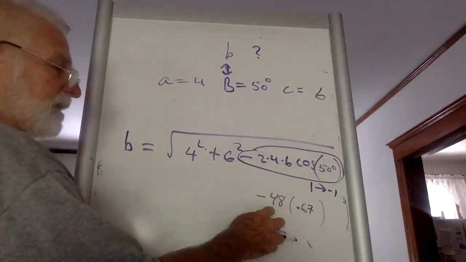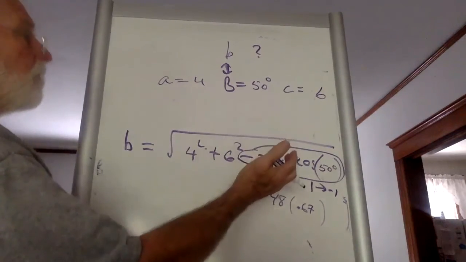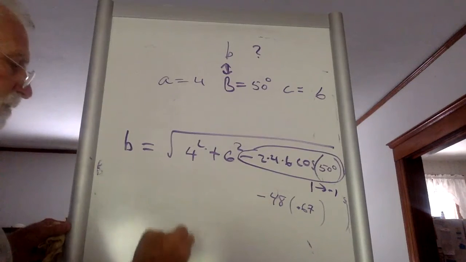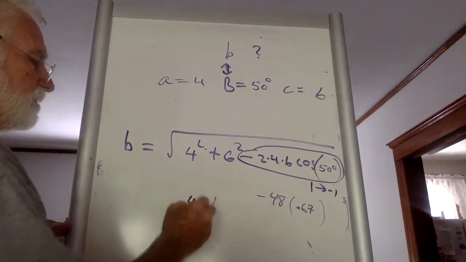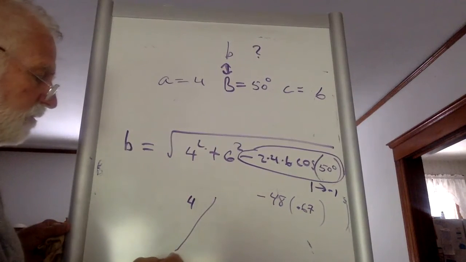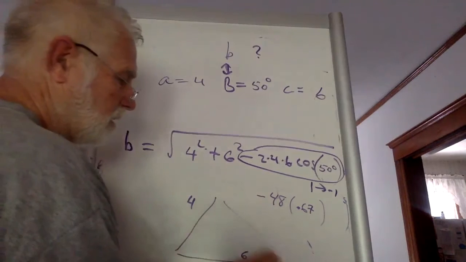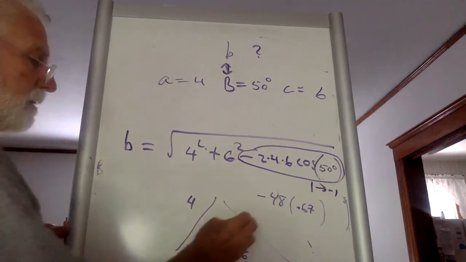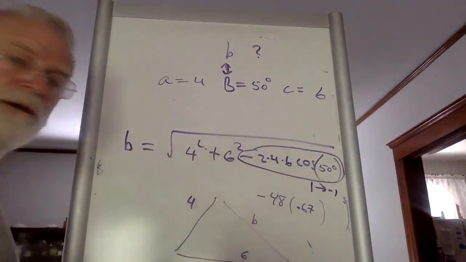That's going to give me a number. I'm going to take it away from these, and I'm going to take the square root. Let's see if I can get a drawing of this 50 degrees. 45, that's 50. We'll call this 4, 50 degrees. We'll call this 6. What was I trying to find? Little b. I was trying to find that, and the square root of that is going to tell me that number.